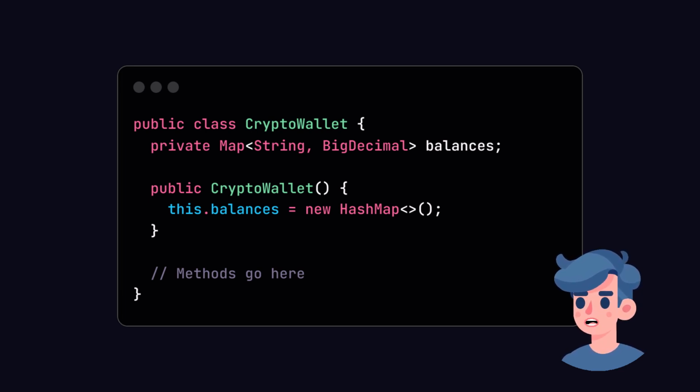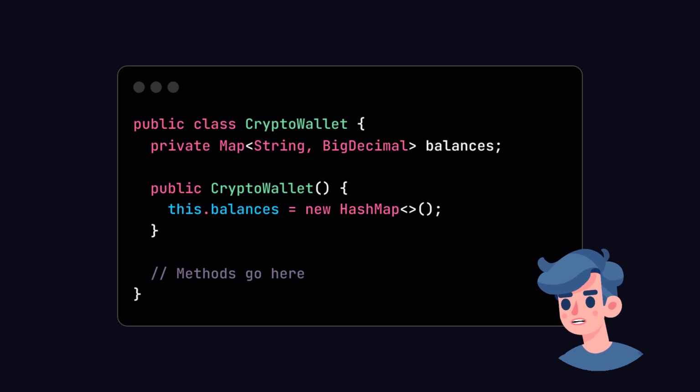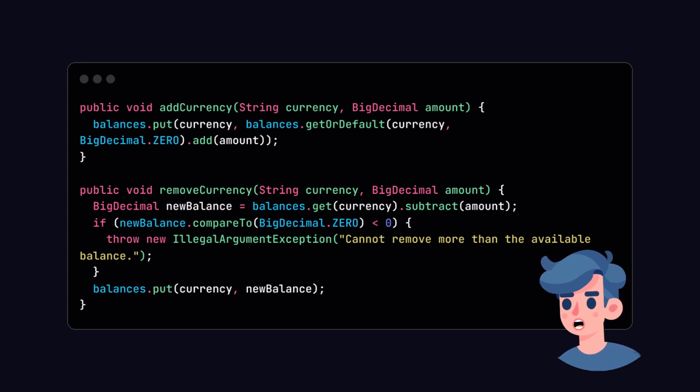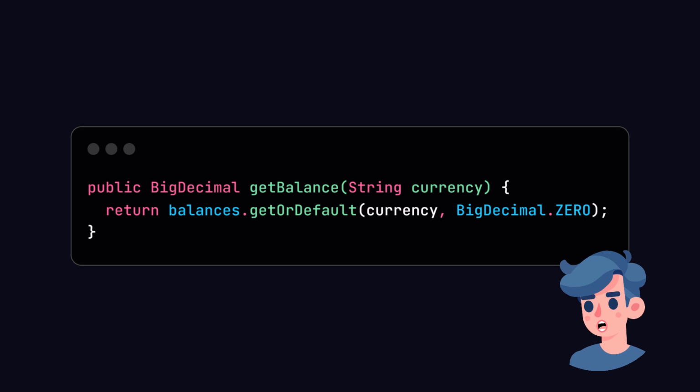Let's create a class named CryptoWallet, which will hold information for each supported currency. The CryptoWallet class maintains a mapping of currencies to their respective balances. This allows us to scale and support multiple cryptocurrencies easily. Next, let's add methods to manage these balances. Now that we have methods to add and remove currencies, let's implement a way to check the balance of any coin in our wallet. Adding this method will help users understand how much of each currency they have available.